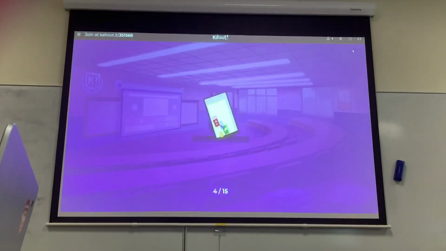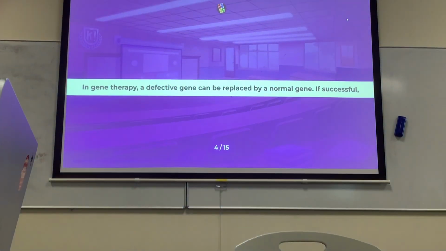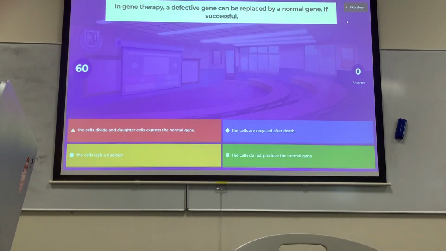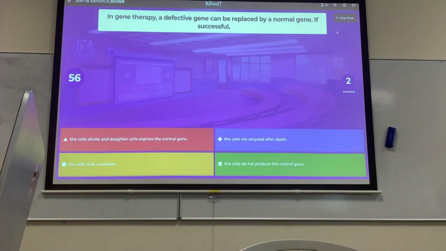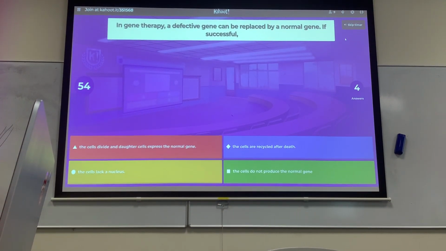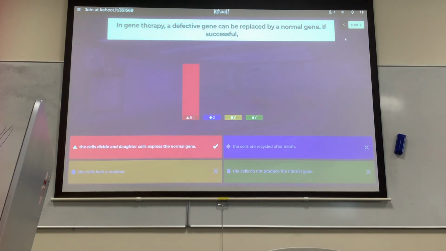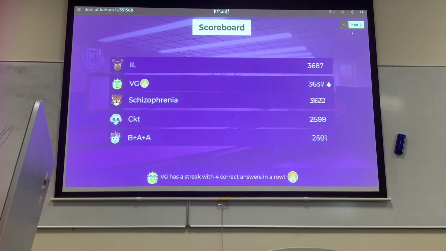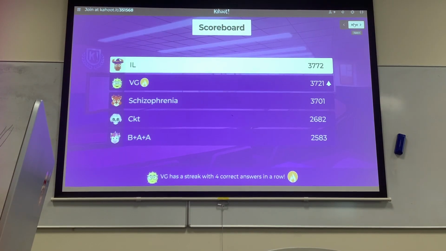Oh, no change, okay. In gene therapy, a defective gene can be replaced by a normal gene. If successful, I think it's the one I put, but no. Very good. Got it. It was obvious. Genes on fire.